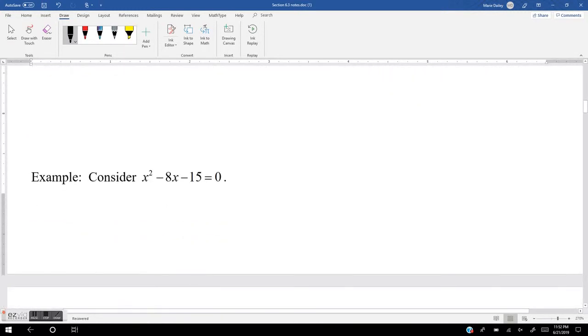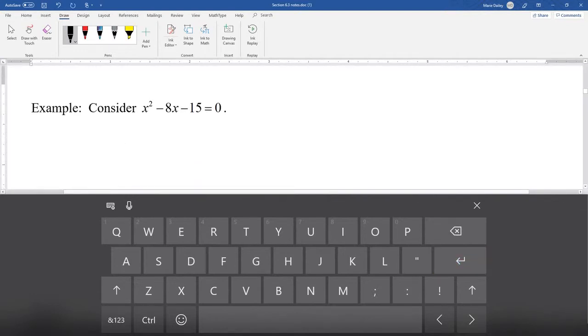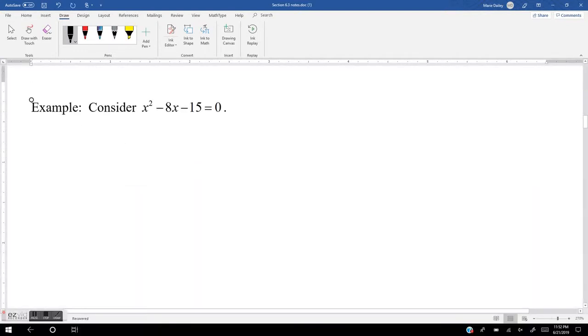So let's go ahead and consider this example here. In this first example, I want to look at the equation x squared minus 8x minus 15 equals 0. Now upon quick inspection, you will see that this is in fact not factorable. You might be thinking -3 and -5, but due to the fact that that last term is negative, that means they need to have different signs, so it is not factorable. So we then resort to using completing the square.